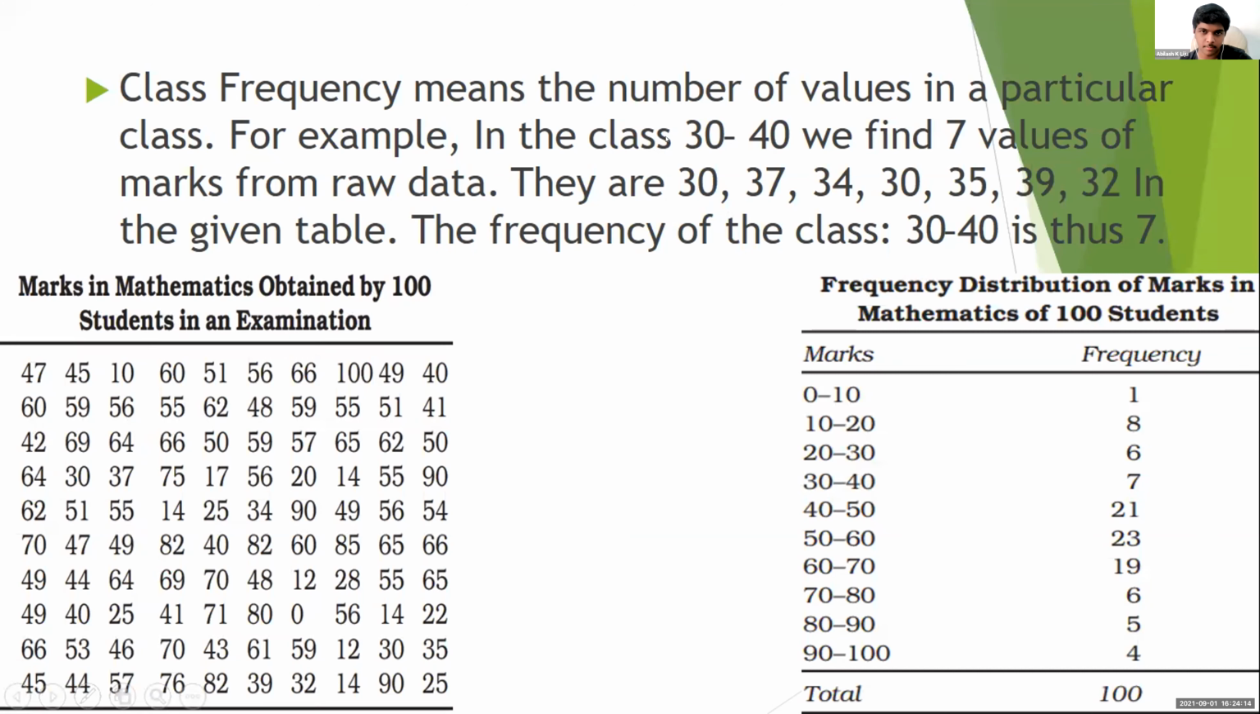And here for an example, 30 to 40, we find 7 values of marks from the raw data. So in this unclassified data given here, you can find 7 values, and here it is given 30 to 40, 7 students have got these marks. They are 30s, 37, 34, and so on.